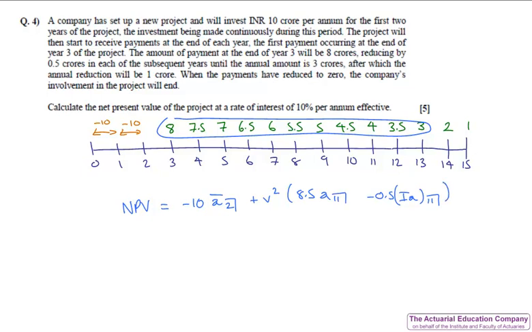Then all we've got are the 2 final payments of 2 due at time 14 and 1 at time 15. We just need to solve this at 10%. Given the timing issues, it'll probably be quickest to use the tables, in which case you'll get an answer of about 14.59.